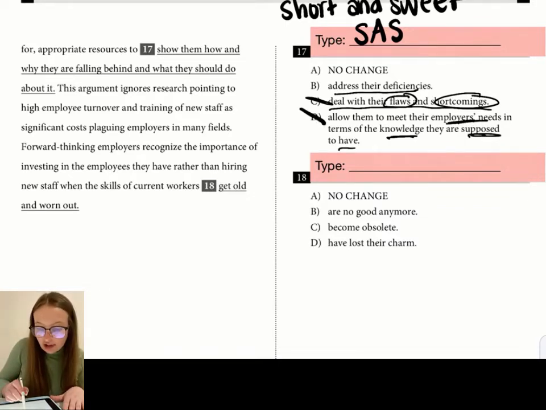Same thing goes with A. Show them how and why they are falling behind and what to do about it. With that, obviously, that's the whole point of getting more of an education. So we're going to then go with choice B here, the shortest and the sweetest.